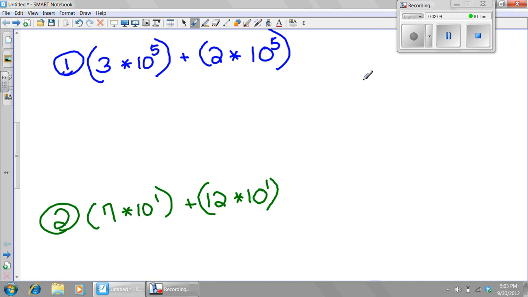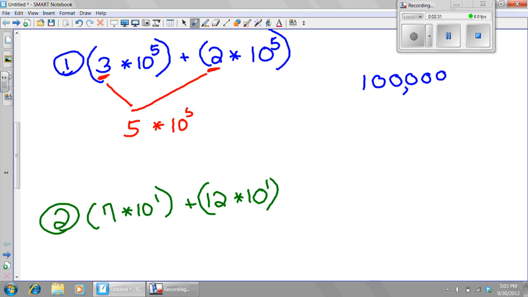What's a 10 to the 5th? Well, it's a 1 followed by 1, 2, 3, 4, 5 zeros. So in other words, we're counting how many 100,000s we have. Well, if you look, we have 3 10 to the 5ths here. And here we have 2 10 to the 5ths. Now if I put them together, I'm going to have 5 10 to the 5ths.